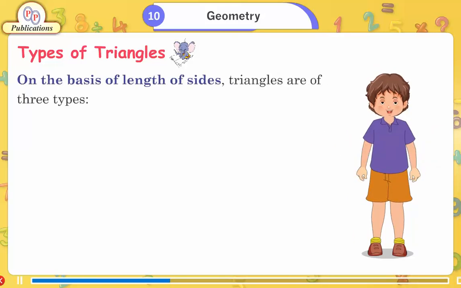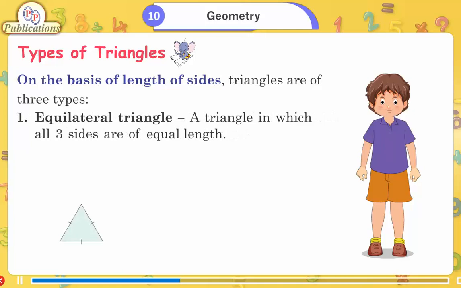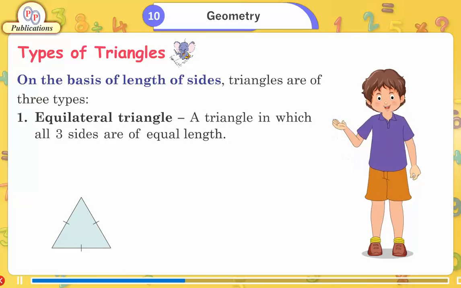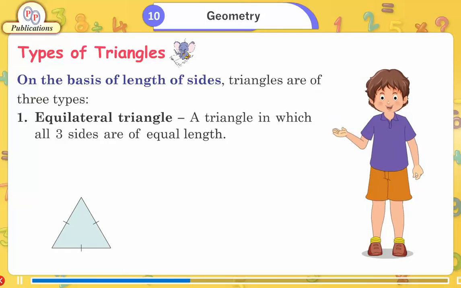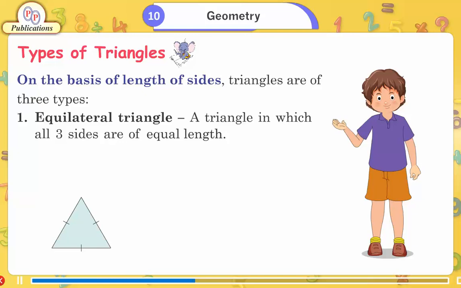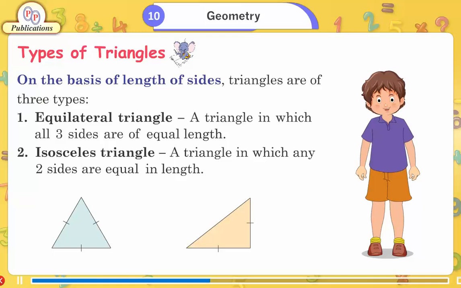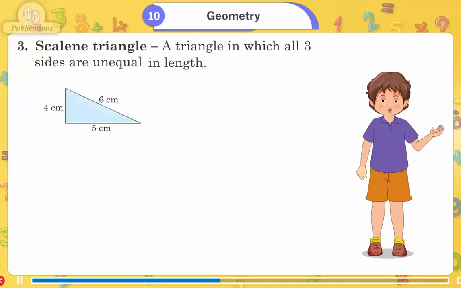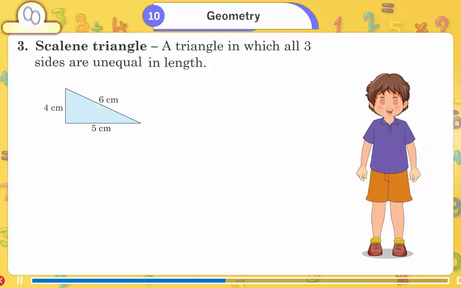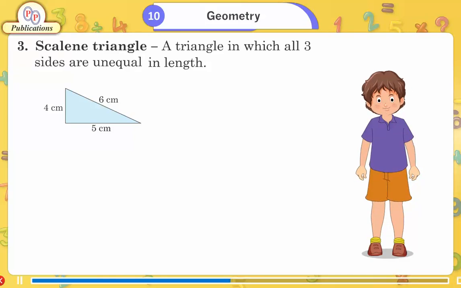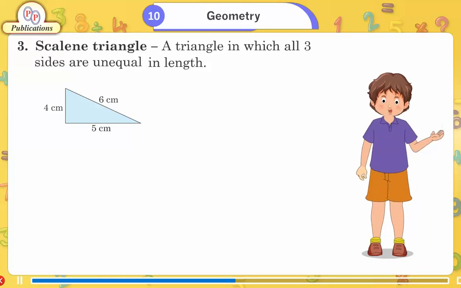Types of triangles. On the basis of length of sides, triangles are of 3 types. 1. Equilateral triangle, a triangle in which all 3 sides are of equal length. 2. Isosceles triangle, a triangle in which any 2 sides are equal in length. 3. Scalene triangle, a triangle in which all 3 sides are unequal in length.